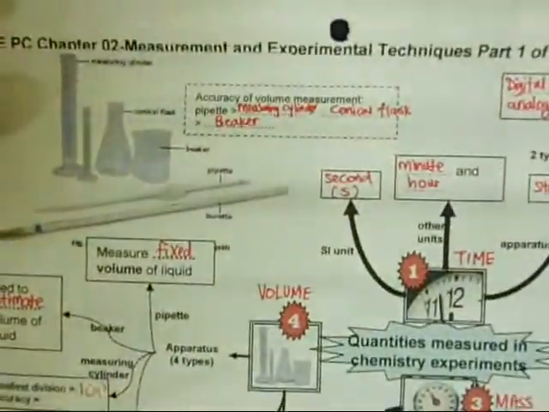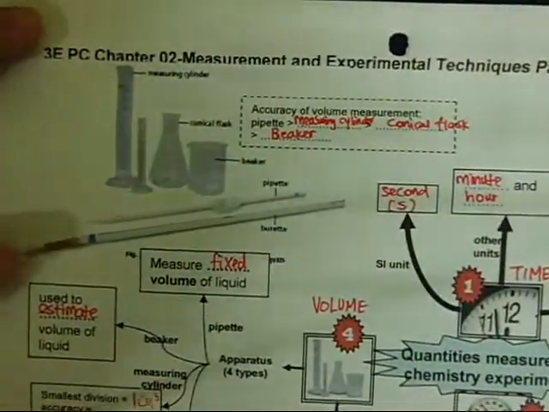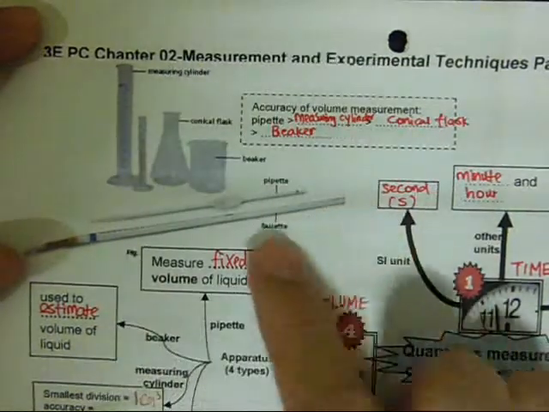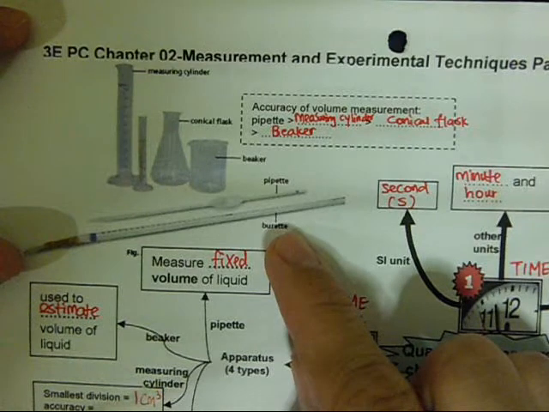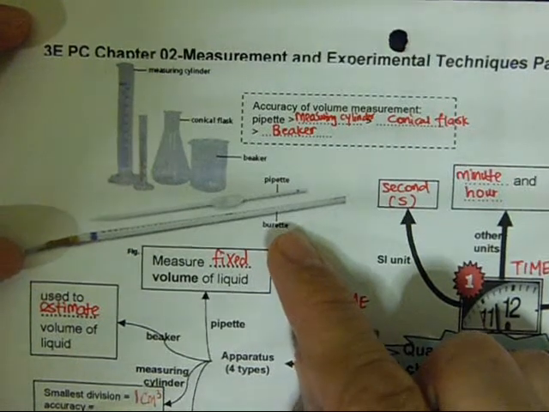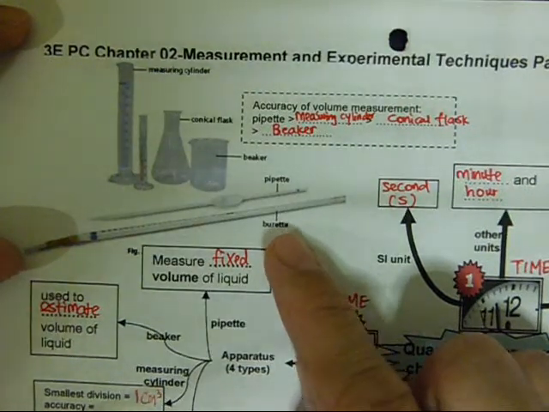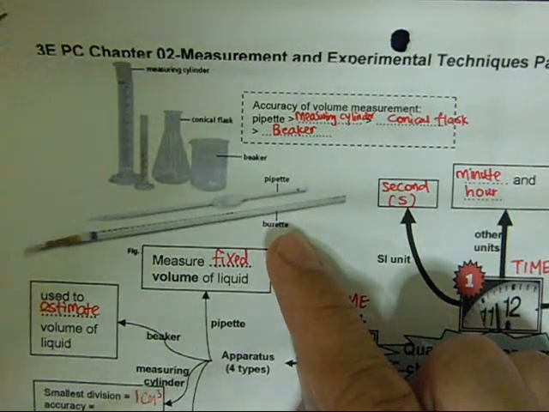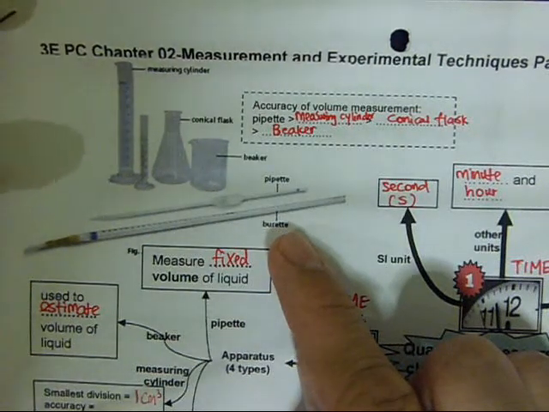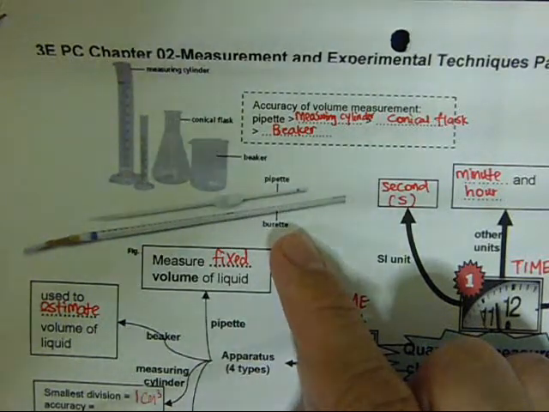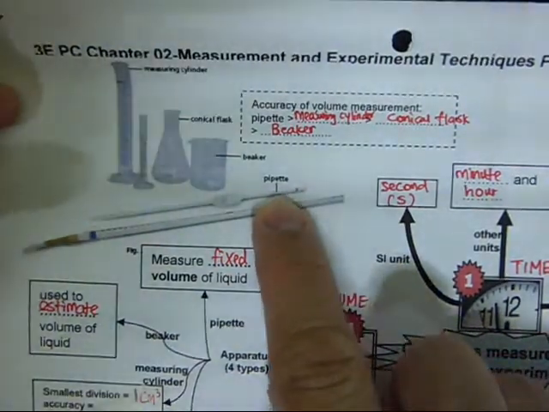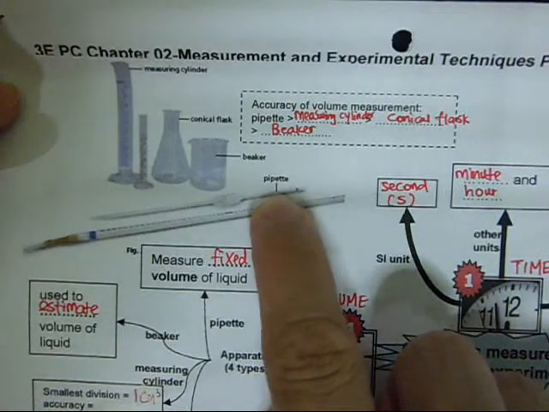Now for the second chapter, measurement and experimental techniques, you need to know the differences between the different apparatus for measuring in the chemistry lab. So for burette usually the accuracy is up to 0.1 cm3. So you can measure up to, for example, 24.7 cubic centimeter. For pipette, pipette is a fixed volume, either 20 cm3 or 25 cm3.